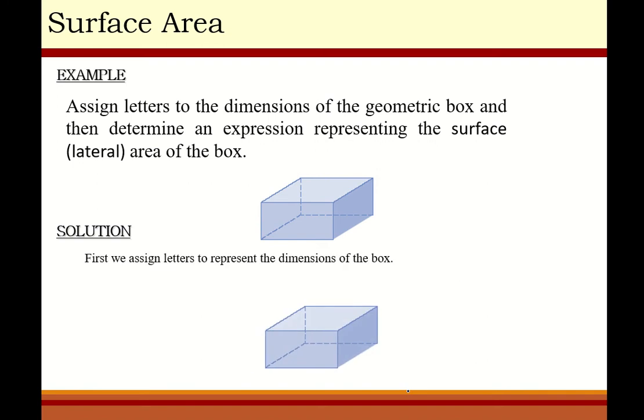Okay, so first we assign letters to represent the dimensions of the box. Okay, so something like this. So we have X, Y, Z. So if this is X, the other side, the opposite side, is also X. Alright, and this is also Y here. And this is also Z. And this is also Y. This is also X. Okay?